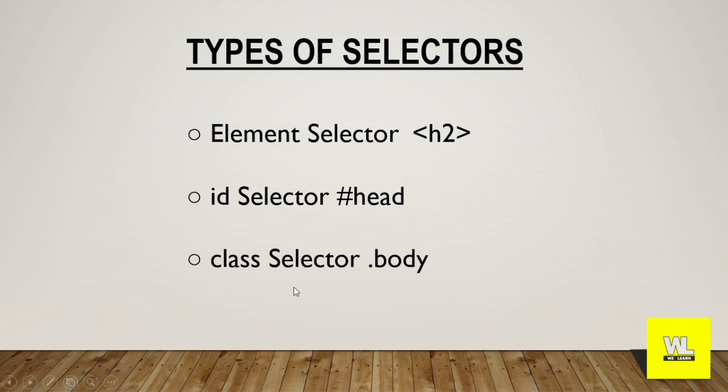It is used to select one unique element. To select an element with a specific ID, you write the hash character followed by the ID of the element. Hash character followed by the ID. We are going to look at how these selectors are being used.